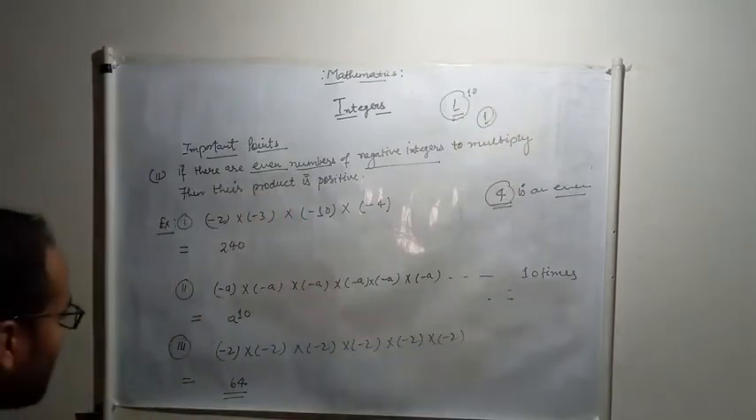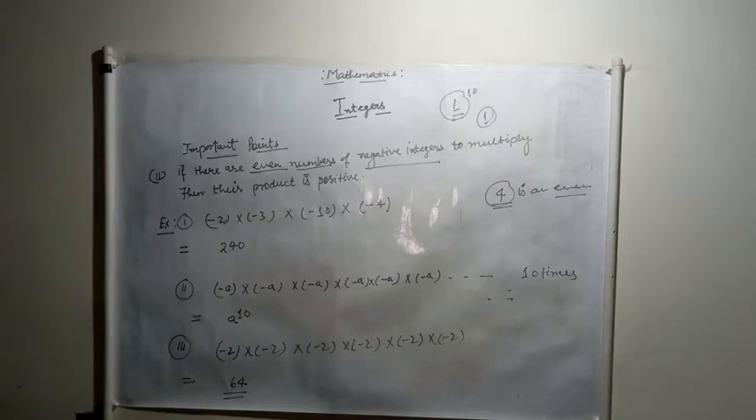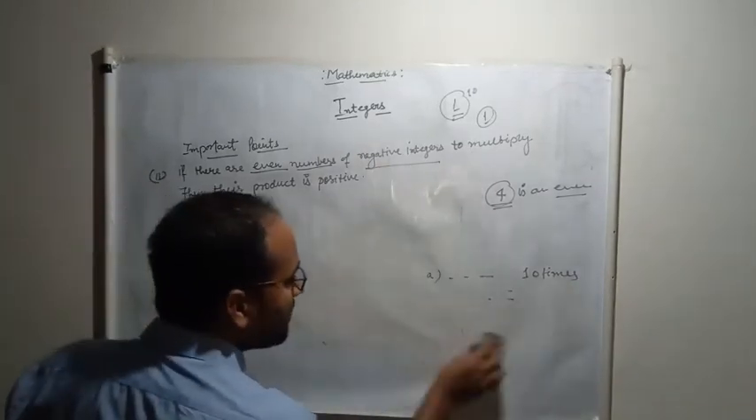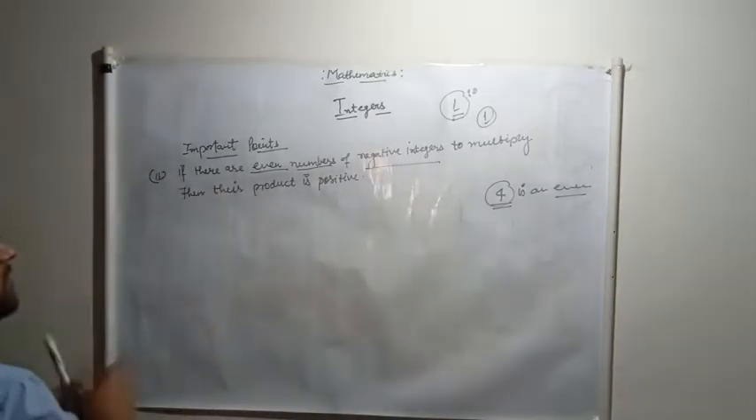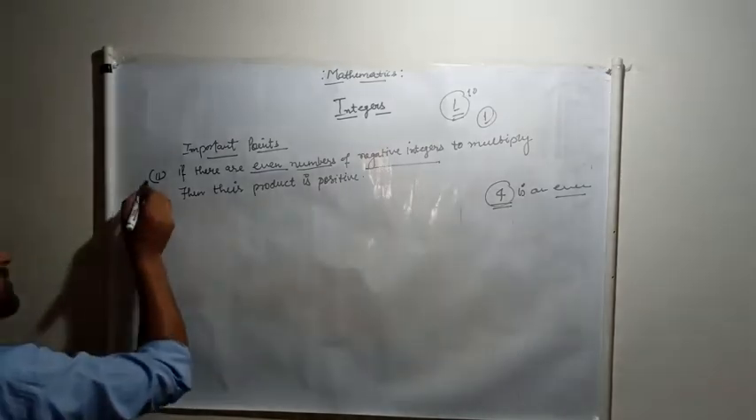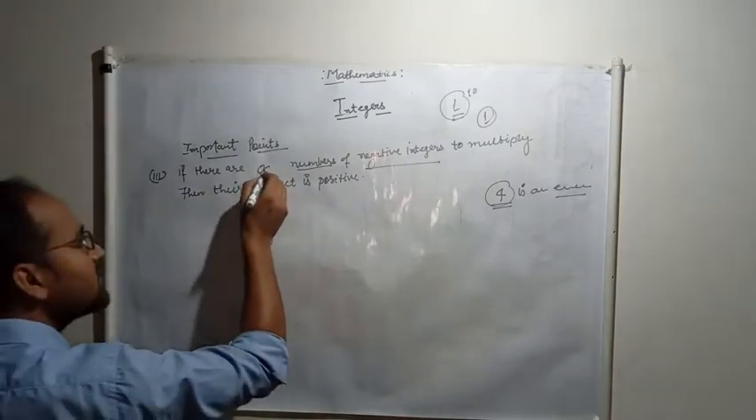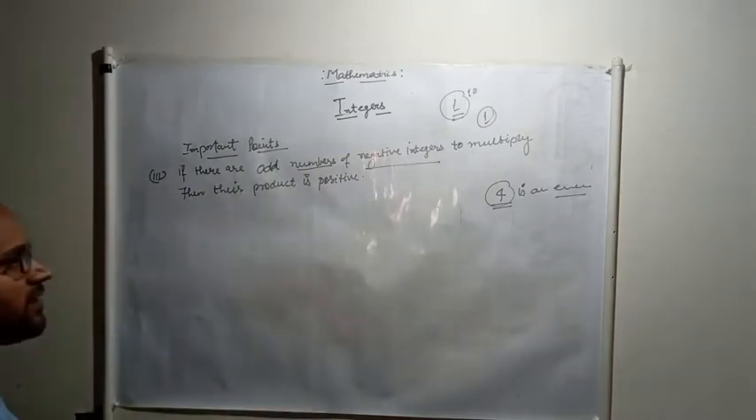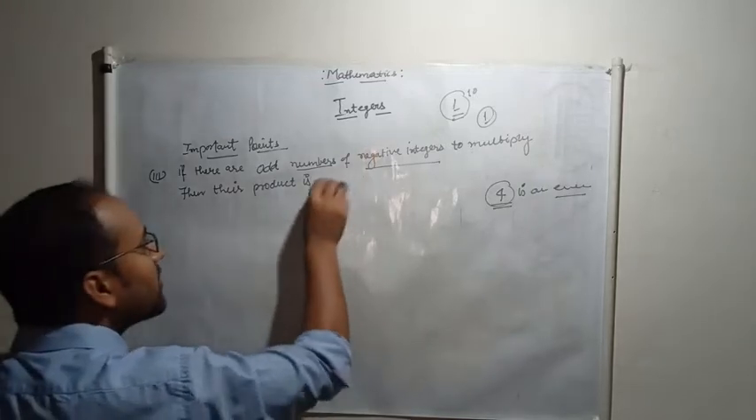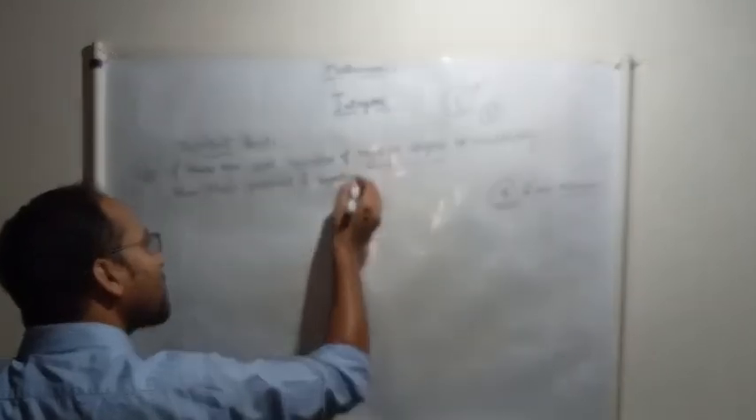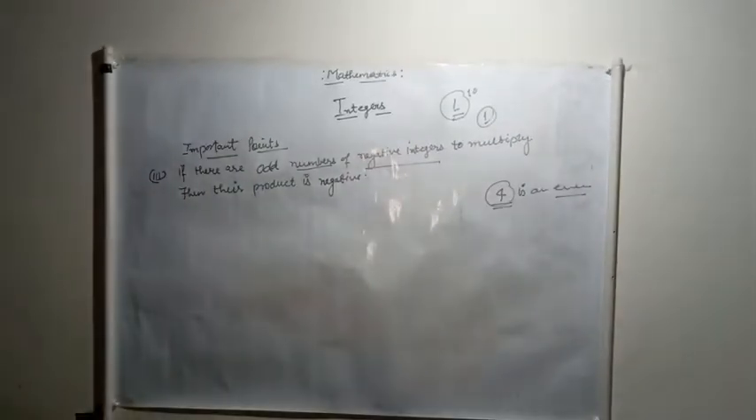So you will remember these things. The next rule is the same as this one, only I am going to change the place of even, and take odd numbers instead. That is the third rule. If there are odd numbers of negative integers to multiply, then their product is negative.